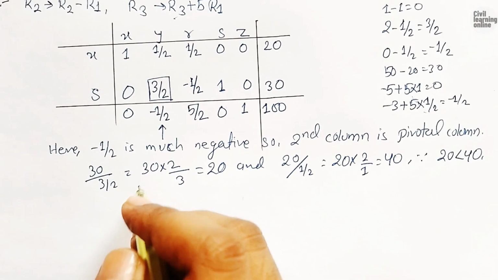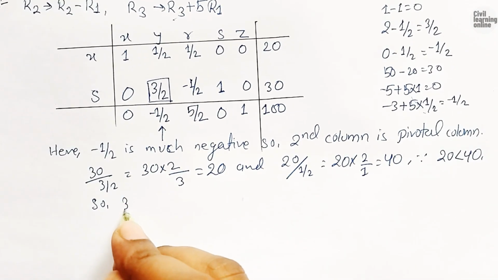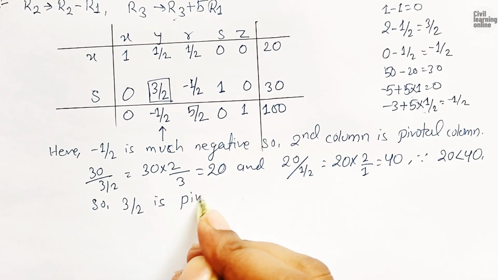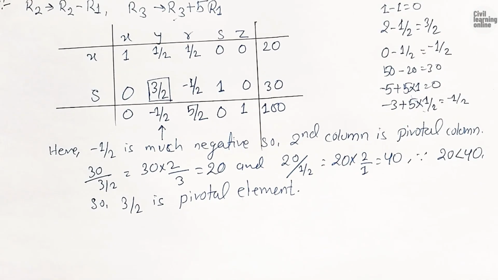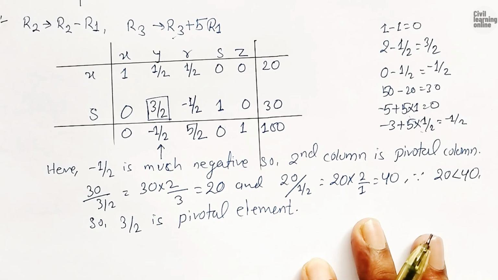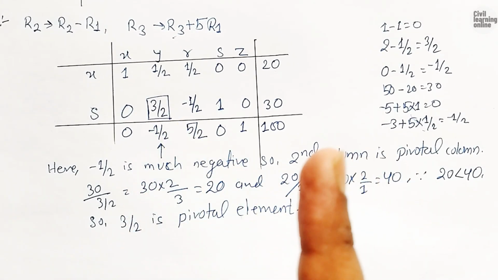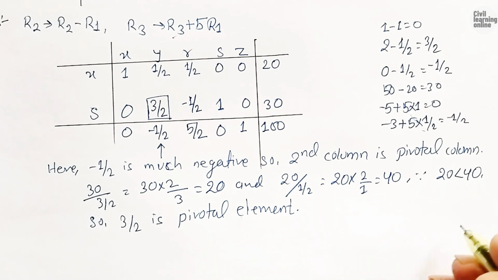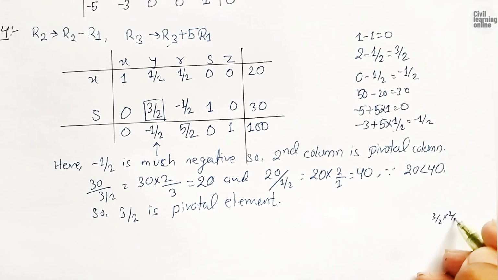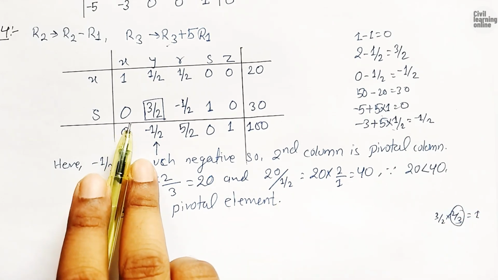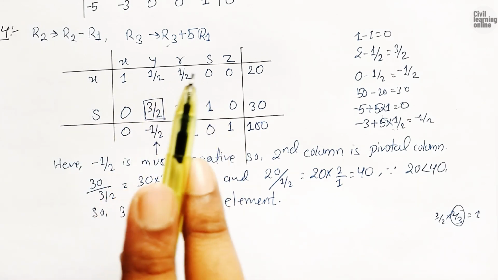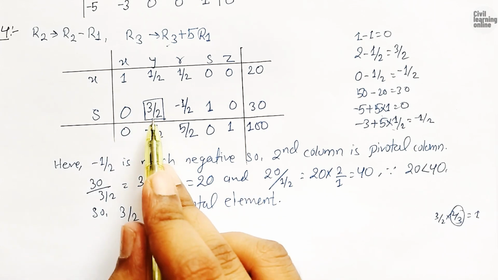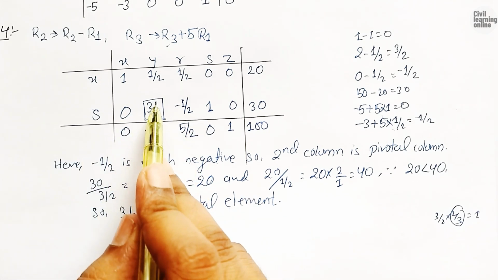So we have got the pivotal element, 3 by 2 is the pivotal element. Now once we have got the pivotal element, we have to convert the pivotal element to unity. How can we convert this 3 by 2 to unity? If we multiply 3 by 2 by 2 by 3, we can convert the 3 by 2 to unity. So we have to apply an operation here in R2: R2 implies R2 multiplied by 2 by 3. On doing that, this element will get converted into unity, and this is our pivotal element.